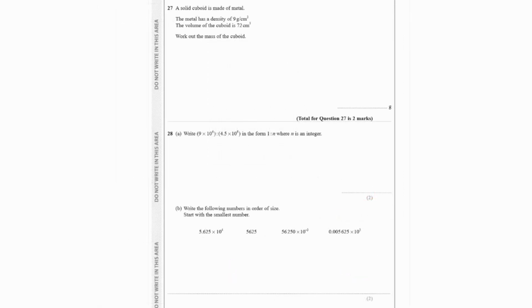Question 27. A solid cuboid is made of metal. The metal has a density of 9 grams per centimeter cubed. The volume of the cuboid is 72 centimeter cubed. Work out the mass of the cuboid.